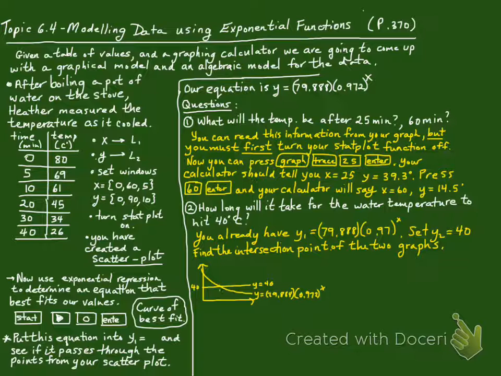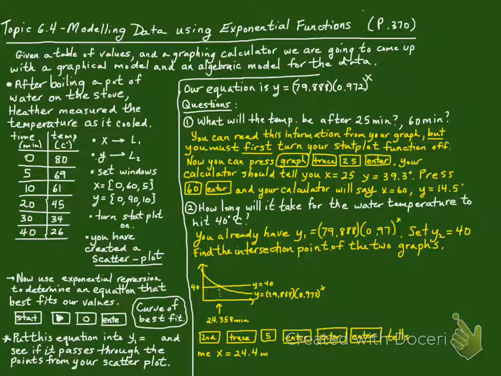We know that y is 40. This x value of 24.358 tells us that it's going to be 24.4 minutes before the temperature reaches 40 degrees. How do we find this? Well, if you press second, trace 5, and then enter 3 times, you're going to get x equals 24.4.